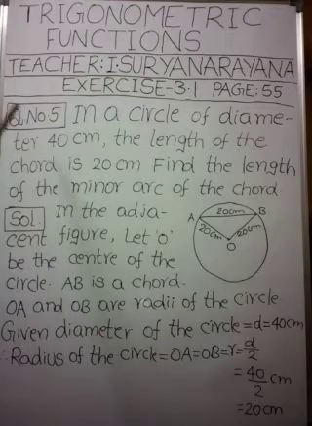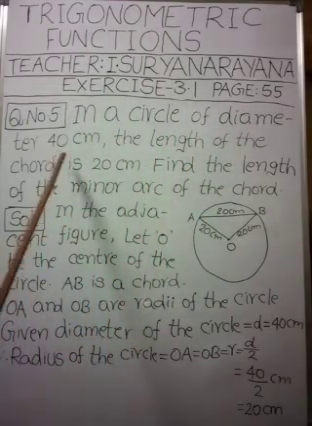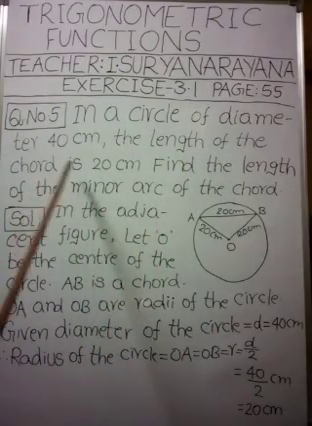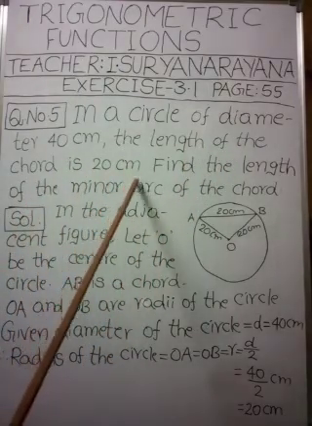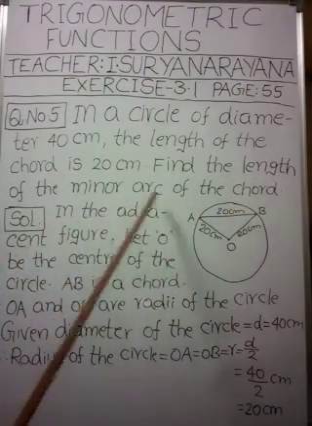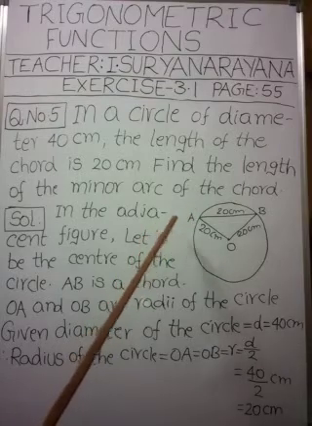Now come to question number 5. In a circle of diameter 40 centimeters, the length of the chord is 20 centimeters. Find the length of the minor arc of the chord. Understood the question, my dear children?